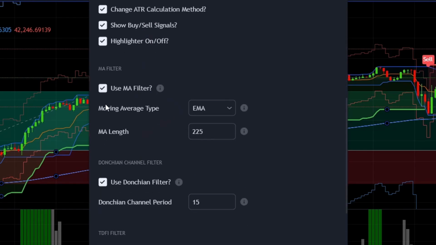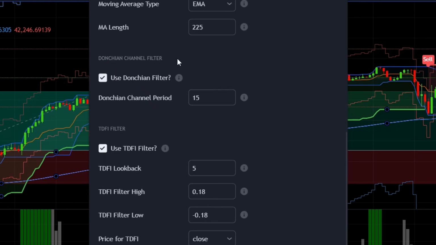If you want to use any of the filters, you need to tick the box next to it. So if you want to use the moving average trend filter, which is the EMA with a 225 length, make sure to tick this box next to it. If you disallow it, then the 225 length EMA won't be taken into account, and long entries will be allowed both above the EMA and below the EMA. For this optimization, I used it, so let's tick it.